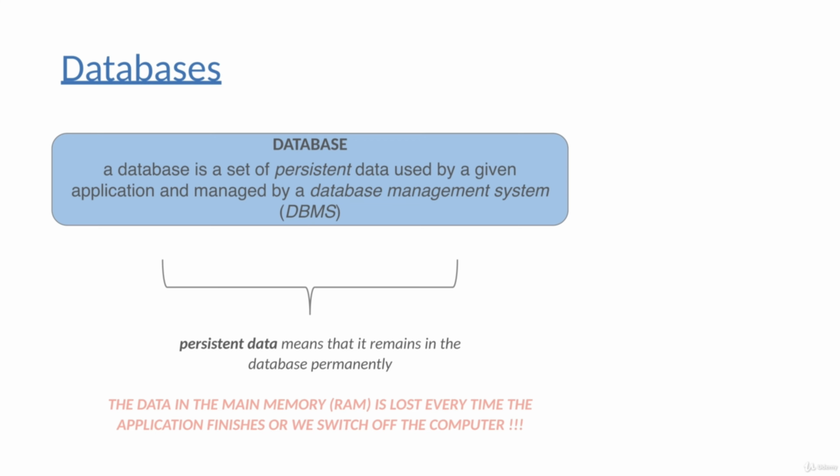A database is a set of persistent data used by a given application and managed by a database management system, a so-called DBMS. So the database is going to store the data we would like to store. And of course, you may pose the question, what does it mean that it is persistent? Persistent data means that it remains in the database permanently. And of course, it is crucial because the data in the main memory or the RAM is lost every time the application finishes execution or when we switch off the computer.